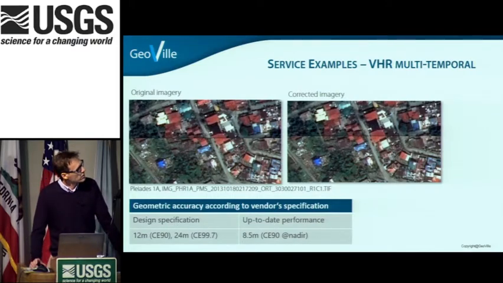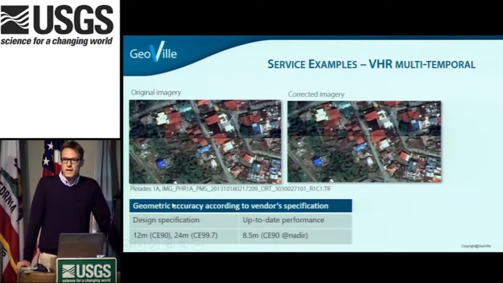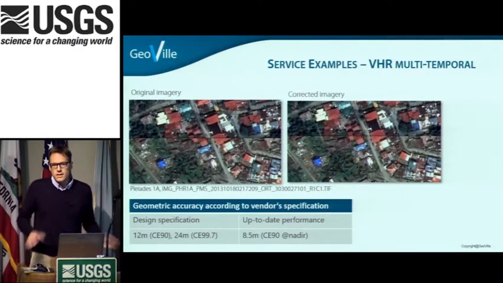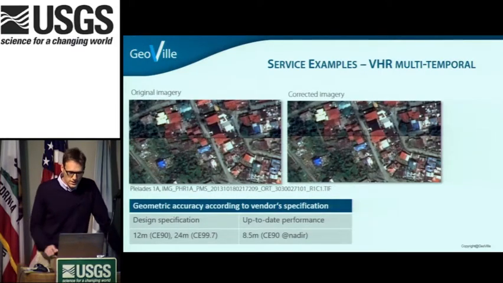And then also, if I have a look at the specifications of the vendor, I have to question a little bit: if the design specification says you have a circular error of 12 meters at 90%, but you have imagery of sub-meter resolution, then I also have to question how useful this is in the end for the analysis.